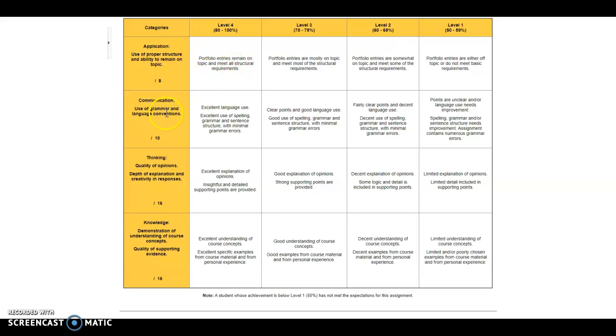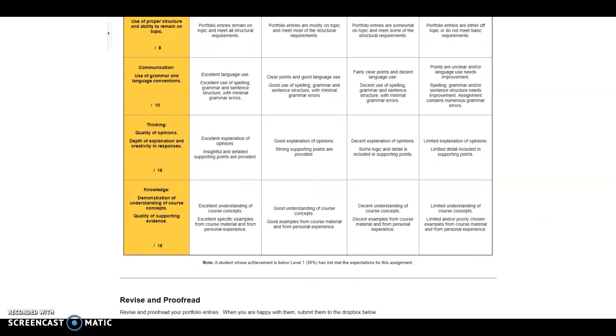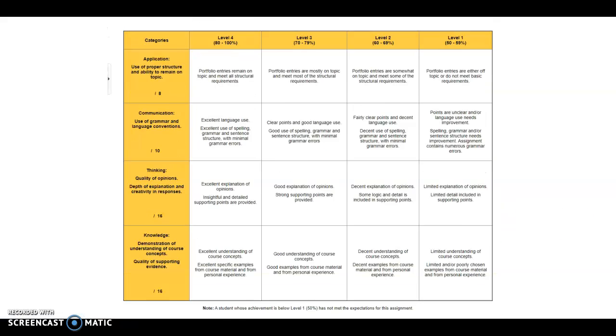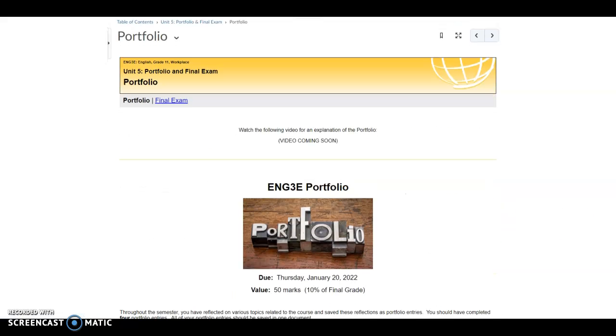I'm going to be checking your spelling and grammar. I'm going to be checking the quality of the opinions that you write in your entries, and I'll be checking your use of evidence. So what examples did you use to back yourself up? If we continue on, just a reminder here to revise and proofread. Make sure you go over your entries and check your spelling and grammar and make sure they're on topic. When you're happy with them, you can submit them to the Dropbox, which is right down here at the bottom of the page. If you have any questions about the portfolio assignment, please let me know.